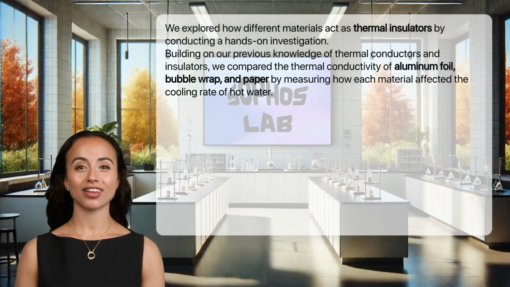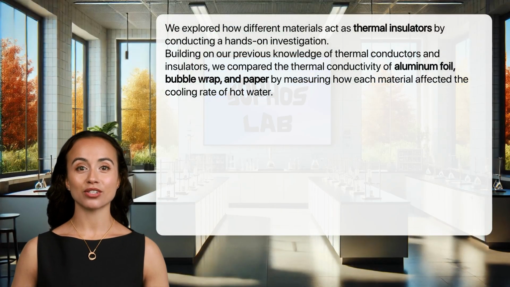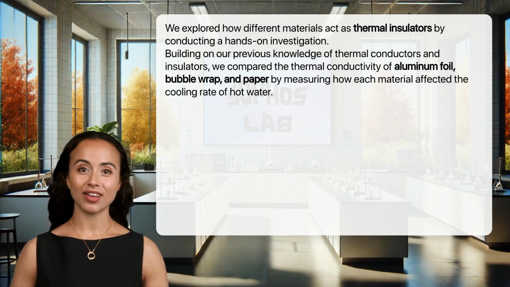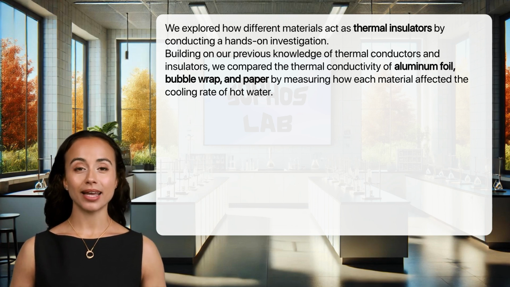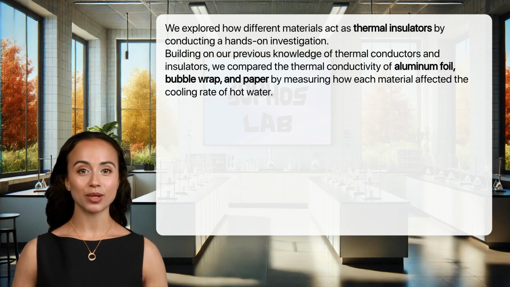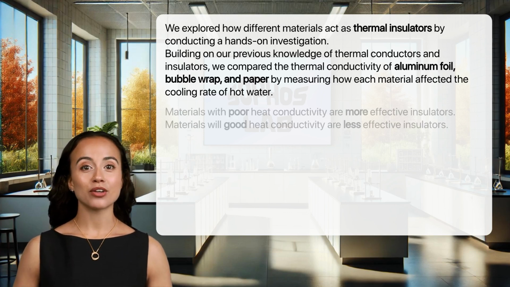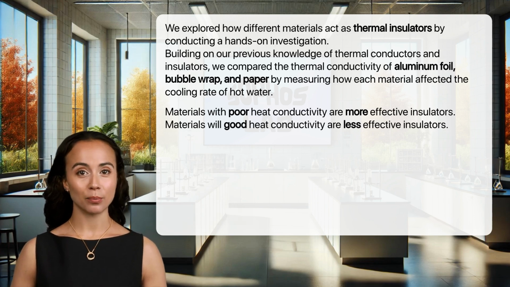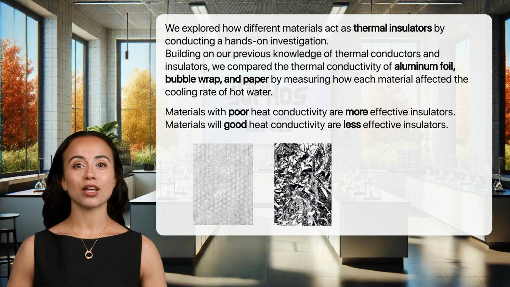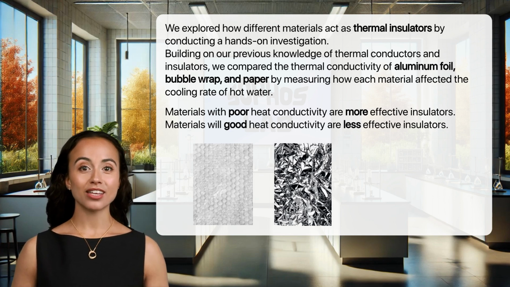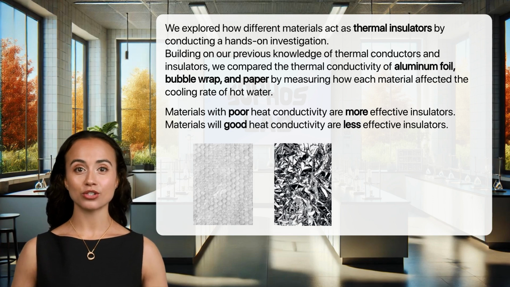In today's lesson, we explored how different materials act as thermal insulators by conducting a hands-on investigation. Building on our previous knowledge of thermal conductors and insulators, we compared the thermal conductivity of aluminum foil, bubble wrap, and paper by measuring how each material affected the cooling rate of hot water. Through this experiment, we learned that materials with poor heat conductivity, like bubble wrap, are more effective insulators than materials like aluminum foil. This is because bubble wrap traps air, which slows down heat transfer. Understanding the insulating properties of materials is crucial not only for household applications like insulation, but also for developing energy-efficient technologies in a sustainable future.